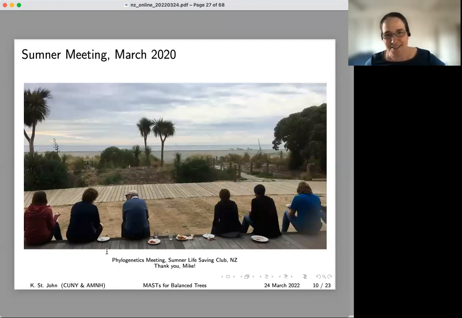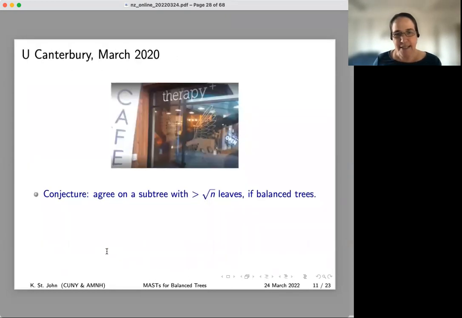This last meeting I attended was at the Sumner Life Saving Club in New Zealand. Thank you, Mike. It was a lovely time. And so we were working on this problem there. And I should say, we continued to work on it. And in mid-March 2020, most of us were actually in Christchurch, New Zealand.